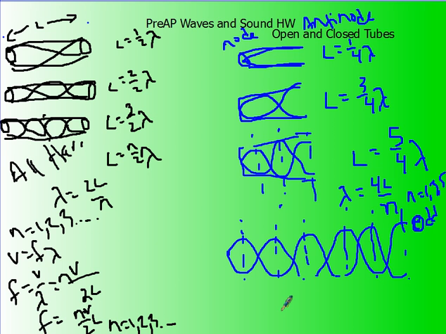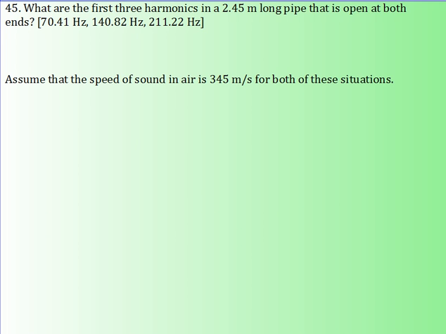Put it in red. So V is F lambda. So F is V over lambda, which is V divided by 4L over N, where N is odd. Now, I derive this every time I do it. I truly do not keep this memorized.